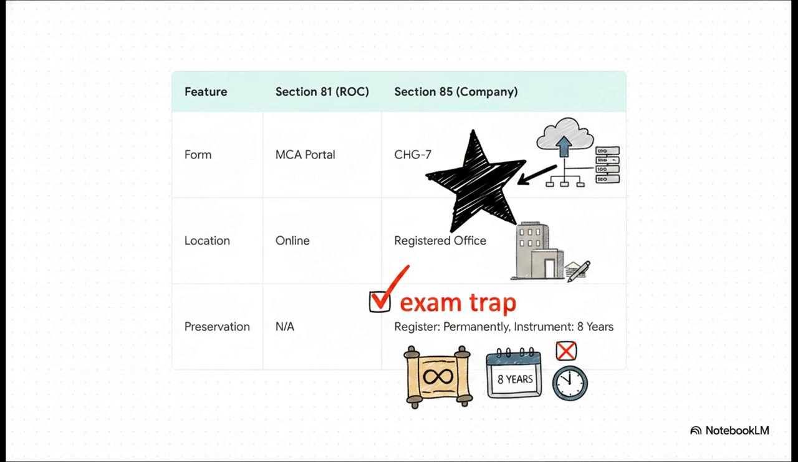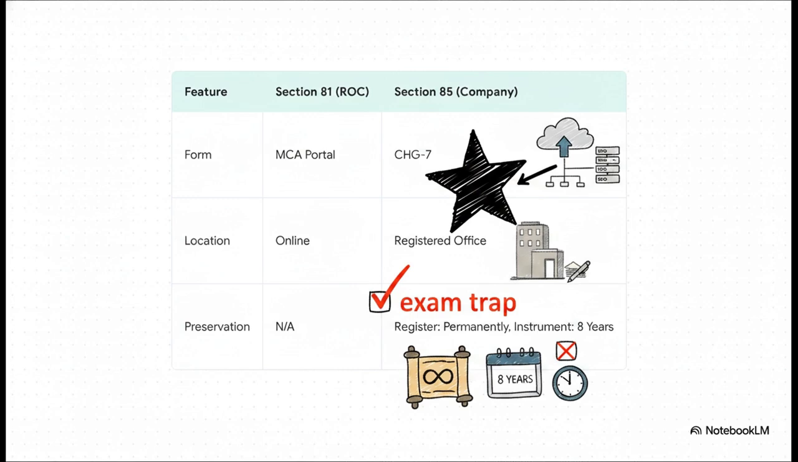The company has to maintain this in Form CHG7 at its registered office, and it must be authenticated by a director, CS, or authorized person. Now, I want you to focus really hard on the preservation rule. This is a classic 3-star exam trap. The register of charges itself must be preserved permanently.